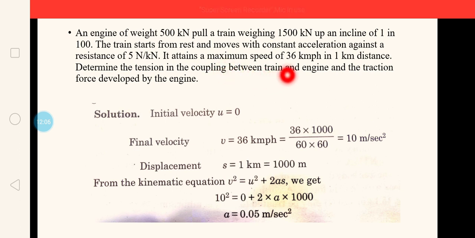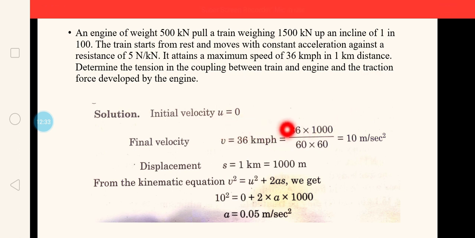Determine the tension in the coupling between the train and the engine and the traction force developed by the engine. These are the two quantities that we want to find out. First one is the tension in the coupling between the train and engine. You can see one coupling will connect the engine to the bogies. So what about the tension in that coupling? That is what we first want to find. Then the next one is the traction force developed by the engine. How much power is required by the engine to pull this? That is the tractive force.